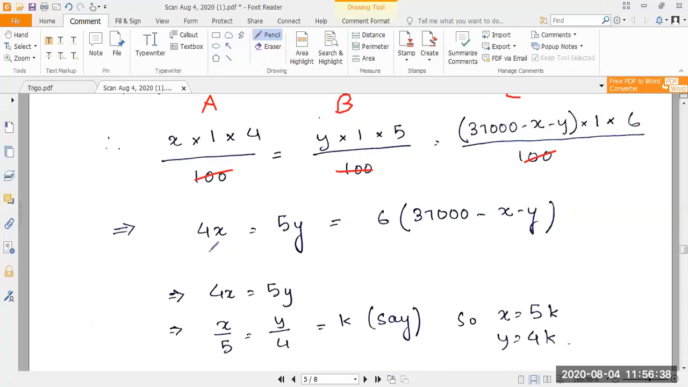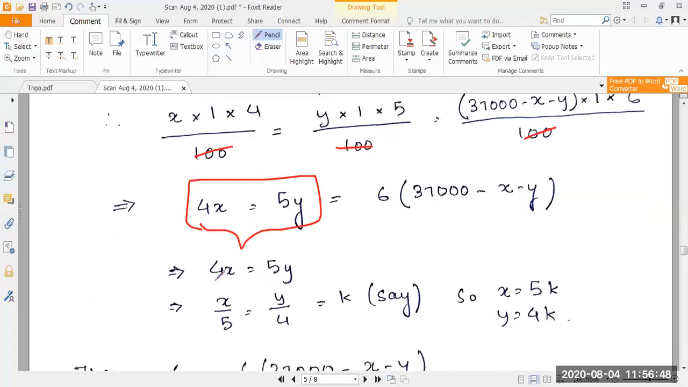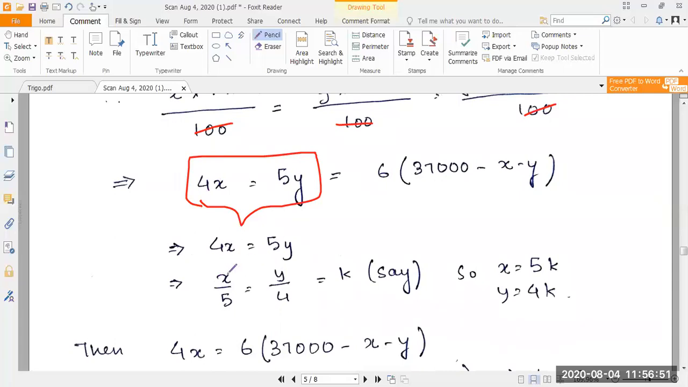So in the next part, I take just this portion. So I get 4x equals 5y, equal to this, but I can also take 4x equals 5y. So 4x equals 5y implies, if I divide both sides of this equation by 20, I can get x by 5 equals y by 4. So let's say I take it equal to k. We know these two values are equal, so I can consider both of them to be equal to k. So x by 5 equals y by 4 equals k.